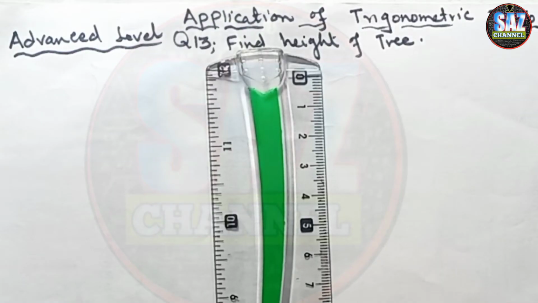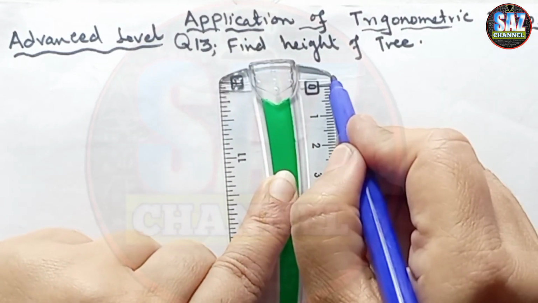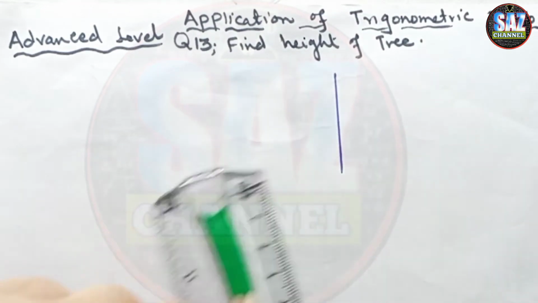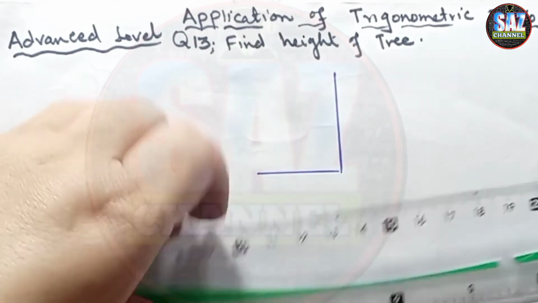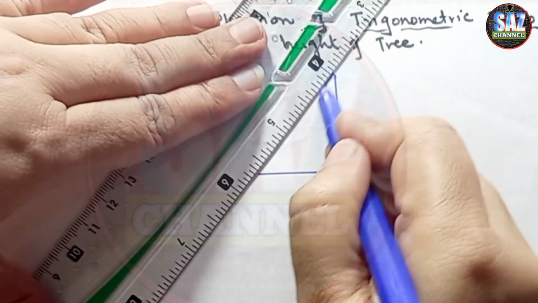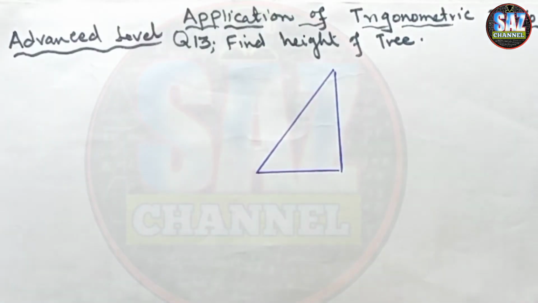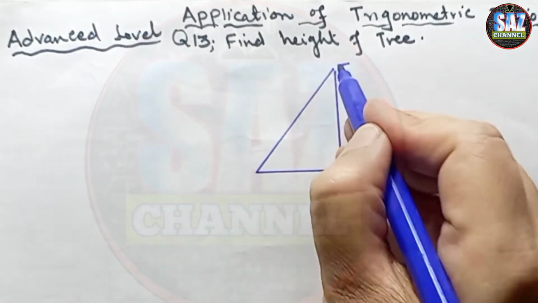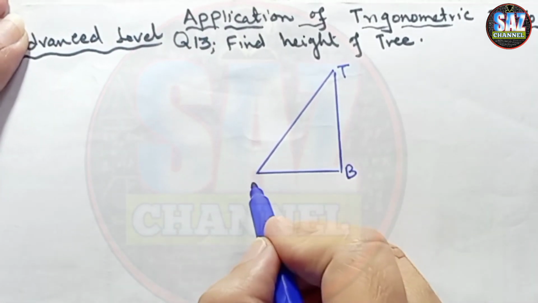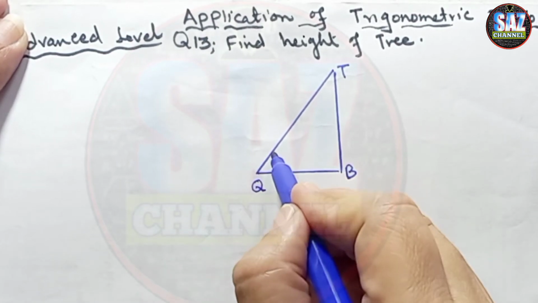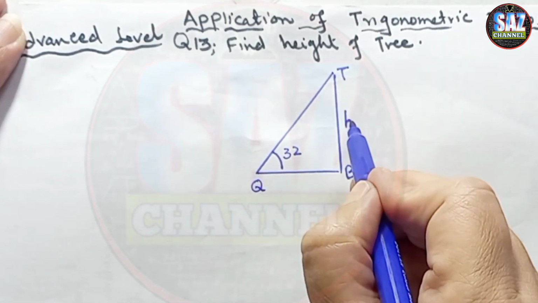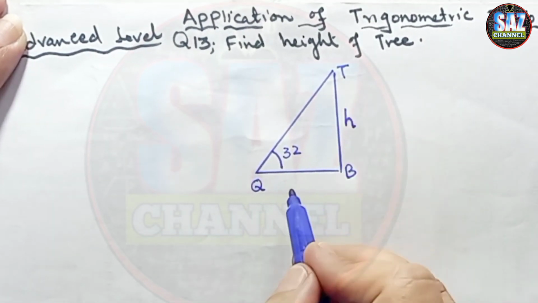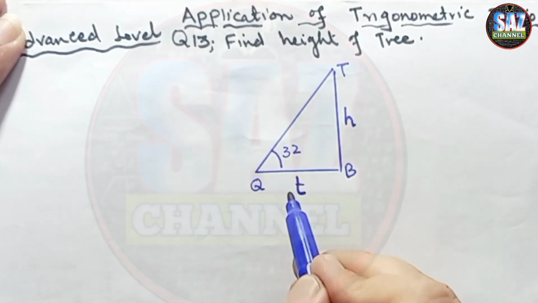First of all, I'm going to take the triangle TBQ. Let me make the diagram TB and Q. In this triangle, TB is the height, and this is the 32 degree angle given. As this is the height, we can mark it with h, and this is the side opposite to capital T, so let it be t.